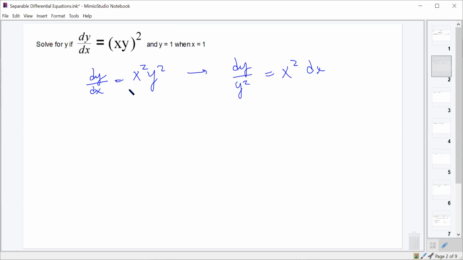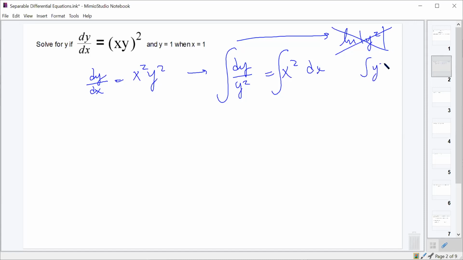Multiplied by the dx divided by the y squared. And then we'll integrate both sides. Now, in this particular integral, a lot of people tend to screw this up because they're like, oh, it's dy over y squared, and think that's natural log absolute value y squared. It is not that. It is the integral of y to the -2 dy. Right? And how do you integrate that? You just use the power rule. So what does that become?